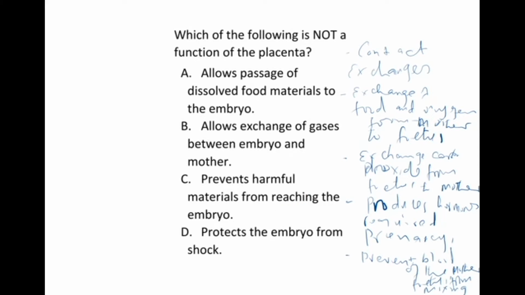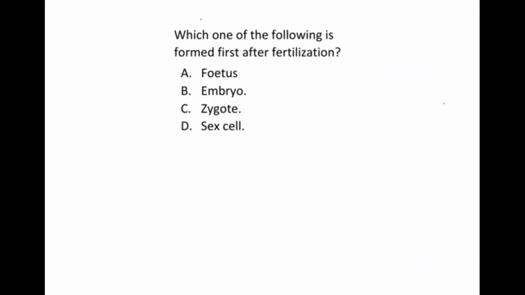D, protects the embryo from the shock. This one, the placenta does not protect the embryo from the shock. What protects the embryo from the shock is the amniotic fluid that is found in the amnion. So our correct answer, the one which is not the function of the placenta, is D, that it protects the embryo from shock.